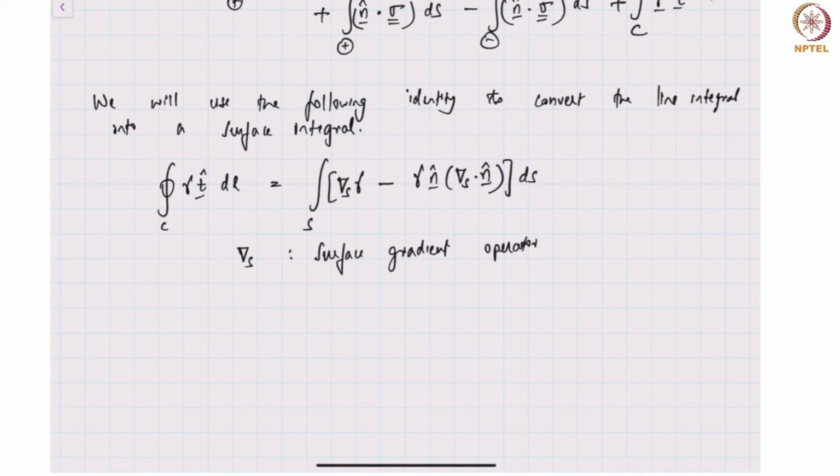The surface gradient operator can be related to the regular gradient. If you know the regular gradient and the normal vector, then you first define the tensor like this. I is an identity tensor, n is another tensor. You take a dot with the usual gradient operator and you get the surface gradient operator. Or in vector notation, this is del minus n del by del n. So this is my surface gradient operator.